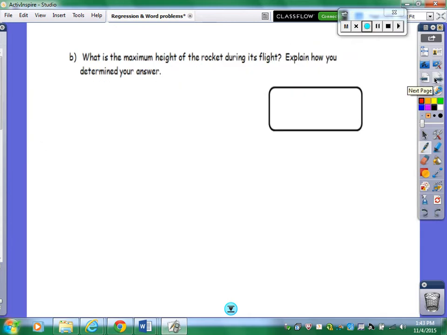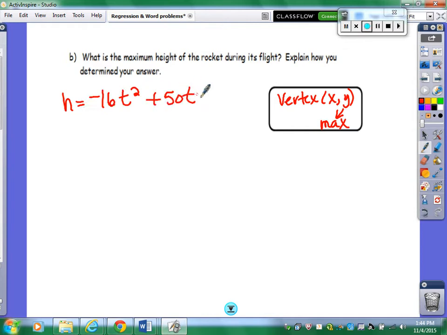What is the max height of the rocket during its flight? Alright, so max height. That means I want the y value. I need to find the vertex. And the max is going to be that y value of the vertex. Okay, so let's write down our equation again. Alright, what form is this? Well, I hope you said it was in standard form. Now you have an option here. You can put it in vertex form to find the vertex, or we can use the formulas for standard form.